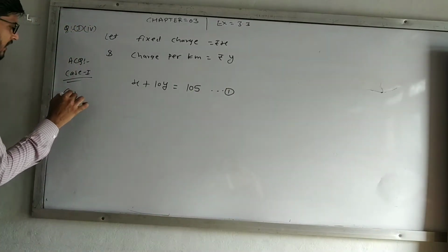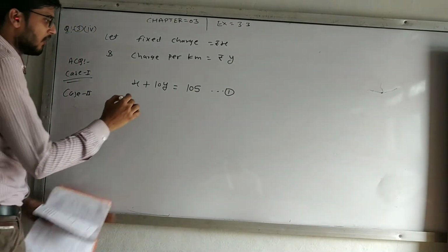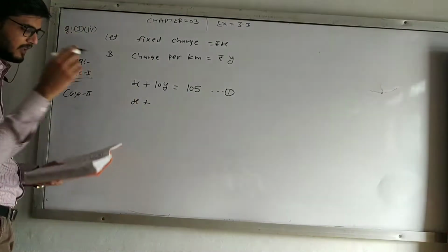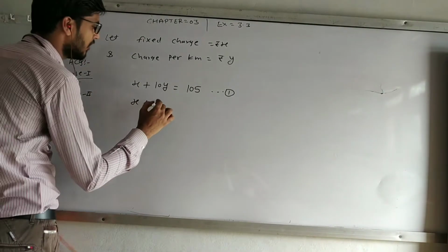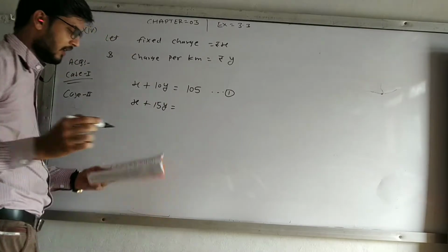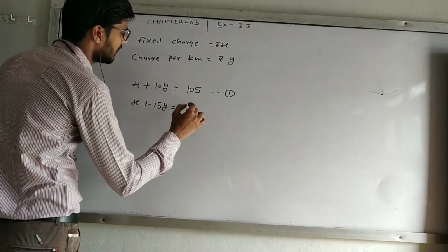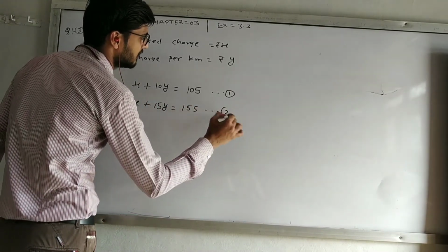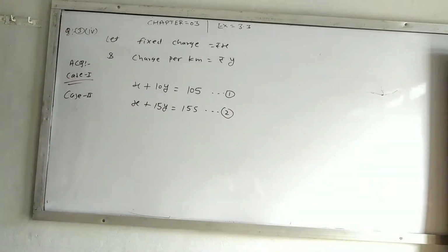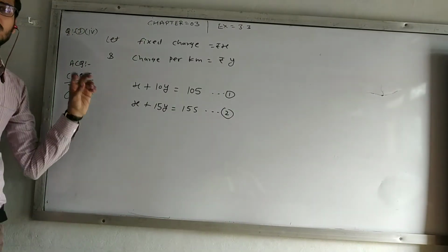Now in case second, the fixed charge is X, and he travels 15 km, so 15Y. Then he pays 155 rupees. So this is our equation 2. First we find the values of X and Y by using the substitution method.